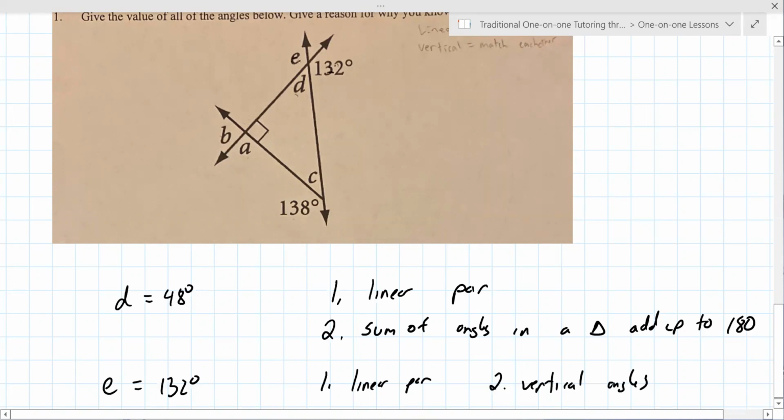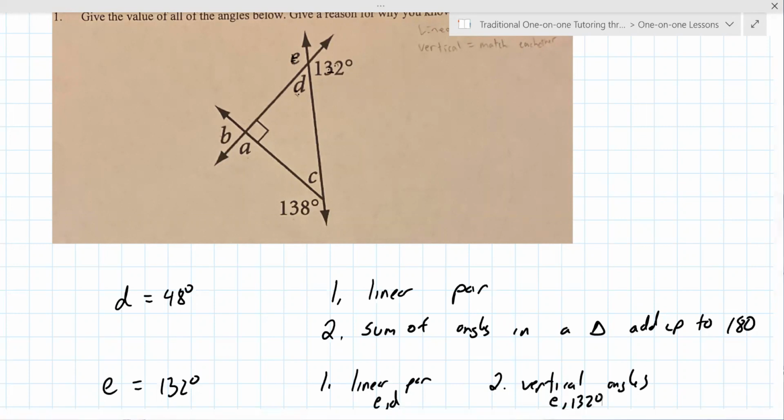All right, so letter B. There's actually two possibilities for letter B. B is also 90 degrees, but there's two reasons why. The first is that A and B make up a linear pair. So A and B make up a linear pair. Yeah, that would be acceptable.